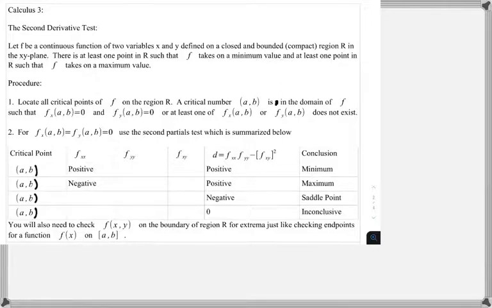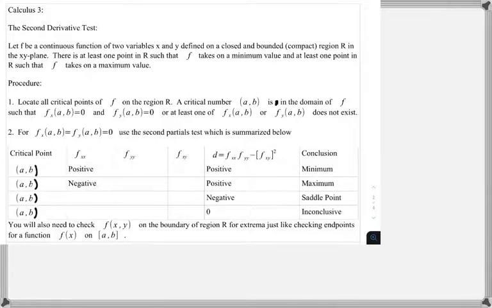Okay, and then just looking at D, if D is negative, then we have a saddle point. And if D is equal to 0, then it is inconclusive. You will need to check f of (x, y) on the boundary of the region R for extrema, just like checking the endpoints for f of x on the closed interval [a, b]. So it's analogous to that. We'll do some examples where it's just on the whole xy plane, and then we'll also do an example where we're on a closed and bounded, or compact, set.